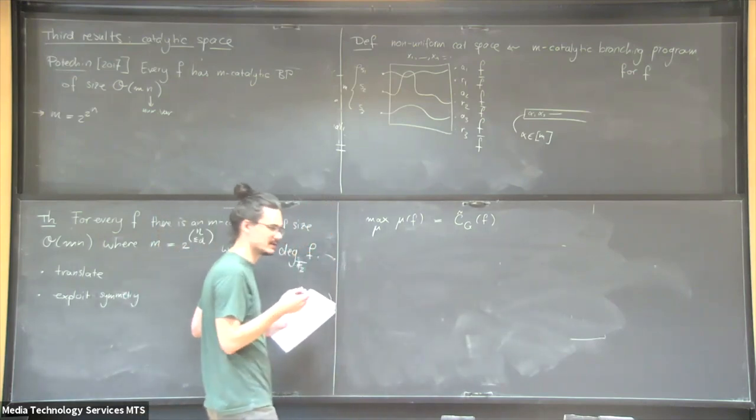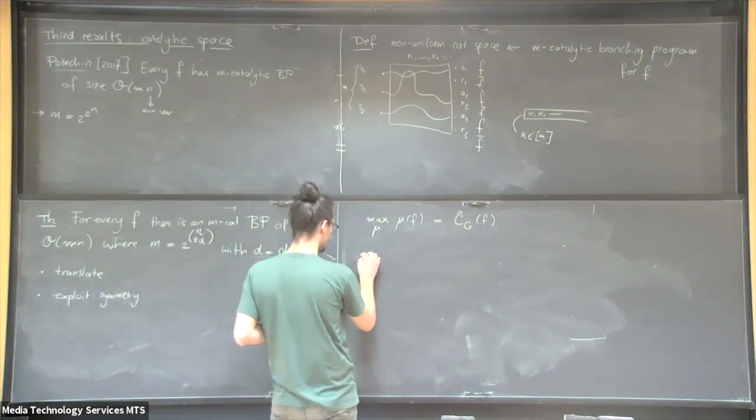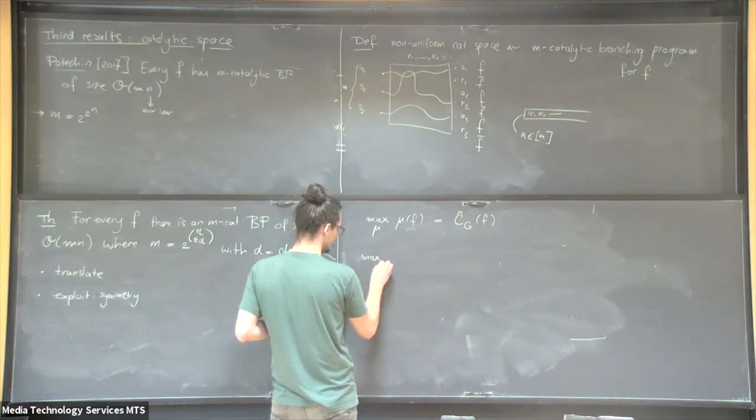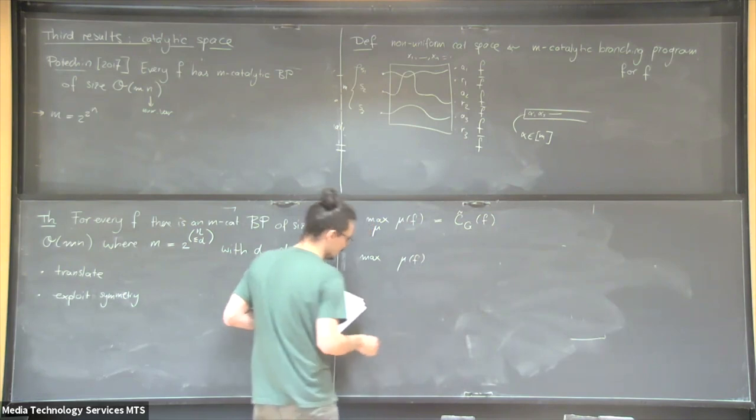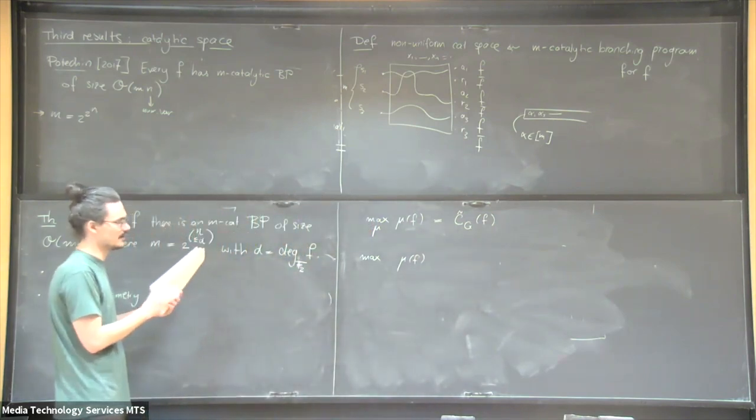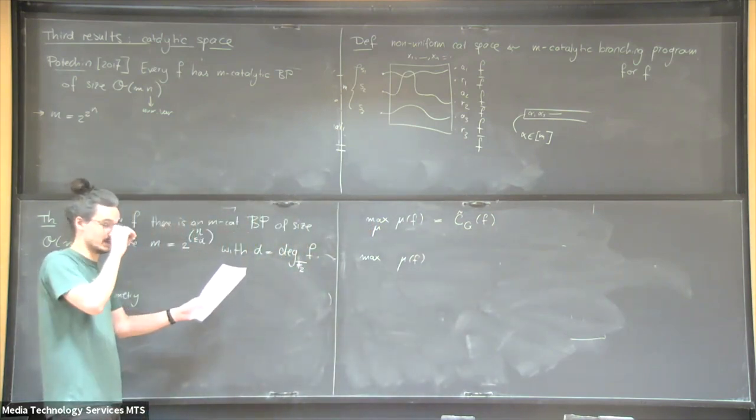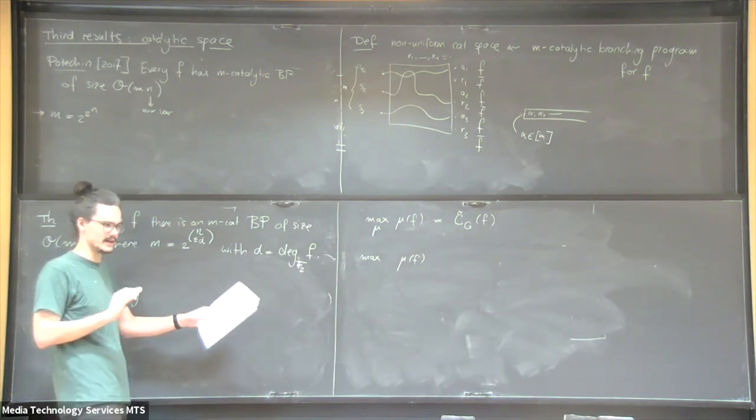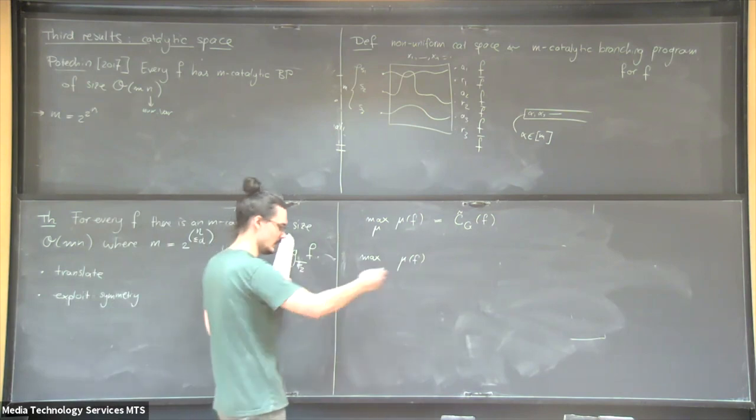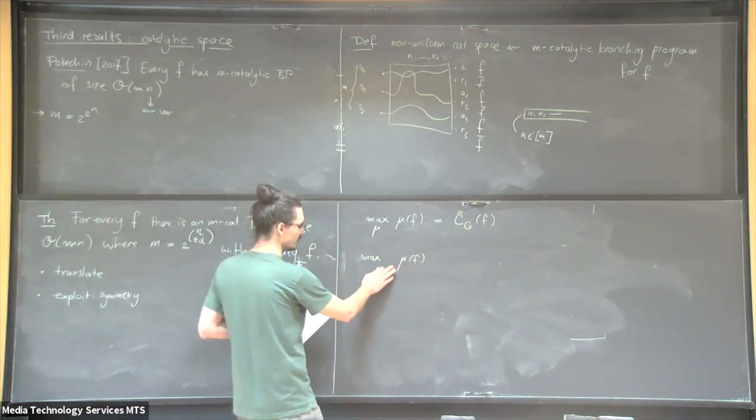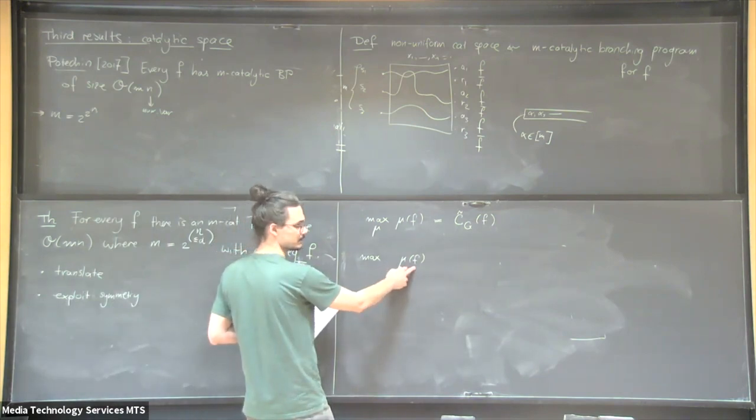For example, for comparator circuits, let me do it for comparator circuits. We're maximizing mu of f, right? And we think of mu as a very long vector which assigns a real number to every Boolean function. So it's a finite set because I fix the number of variables. So mu is a long vector of real numbers. We want to maximize one of its coefficients.